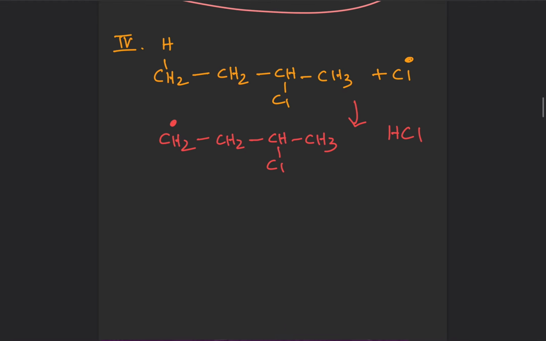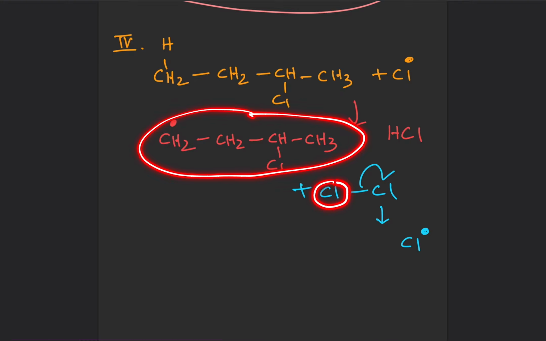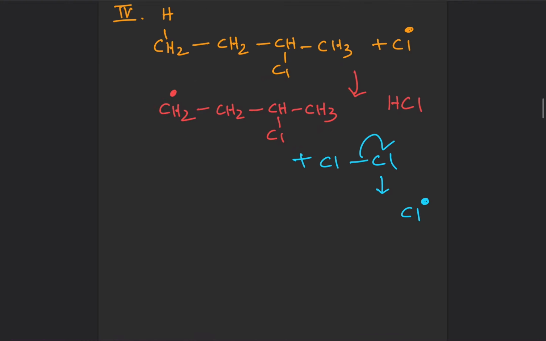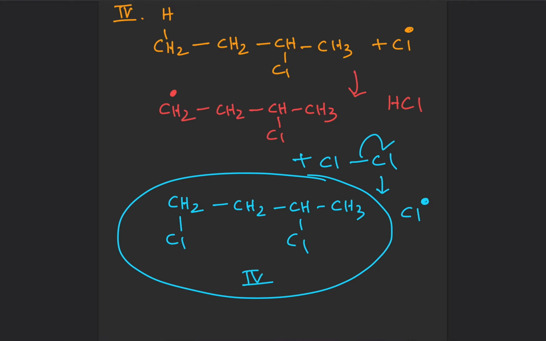Okay, and then this alkyl radical will combine with another chlorine molecule to give us the dichloro product. So this will combine with Cl. So one Cl will take one electron to form a Cl radical. Then this radical will combine with this Cl to give us the fourth possible product, that is CH2Cl CH2 CHCl CH3. Okay, so this is the fourth product that is possible, the fourth dichloro product.